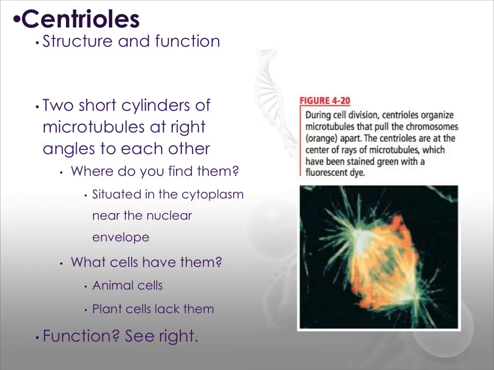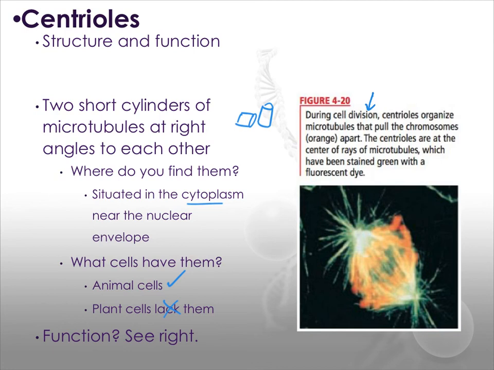Okay, and then lastly, and we're going to get to these later on this year in more depth, are centrioles. Okay, these are 2 short cylinders of microtubules at right angles to each other. So if you can draw a cylinder, all right, they're going to be found next to each other but at right angles. They're situated in the cytoplasm, that's where they are, near the nuclear envelope. Animal cells have them, plant cells do not have them, right? So X on plant cells, but animal cells do have them. And what do they do? They are going to help the cell during cell division. They help it to divide evenly.